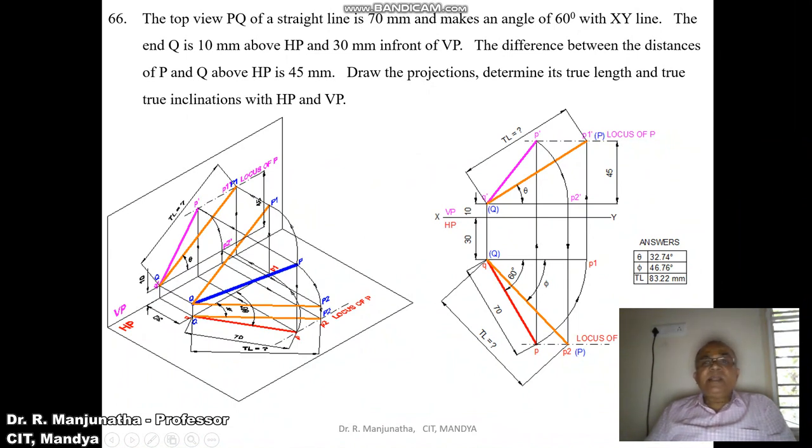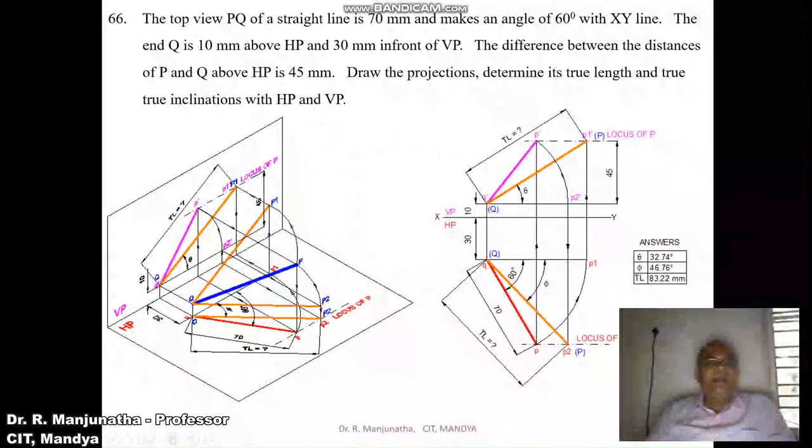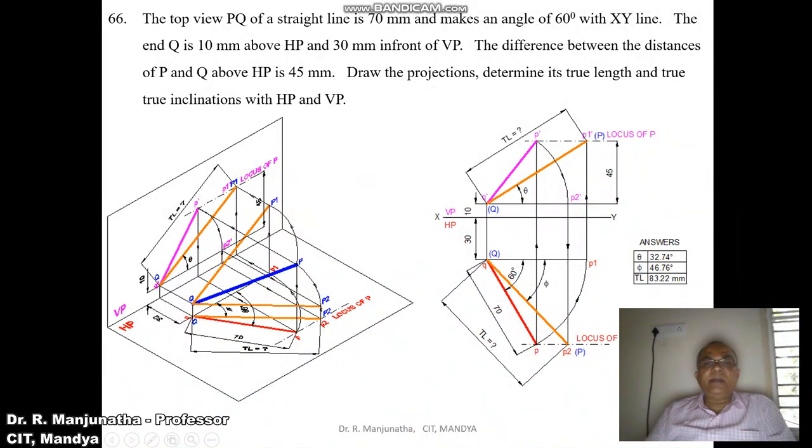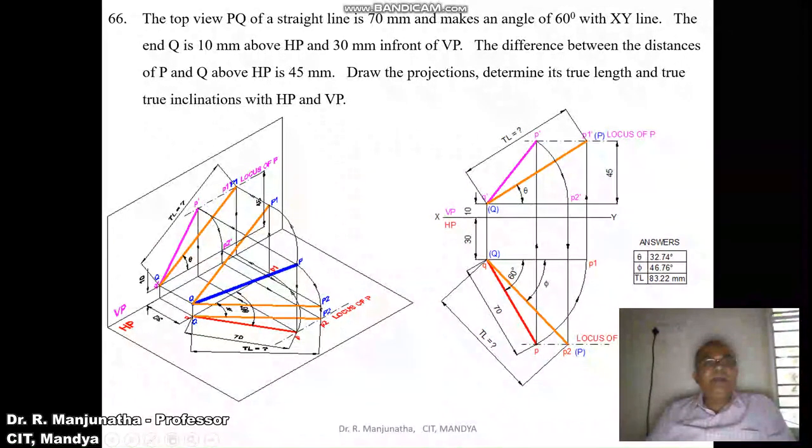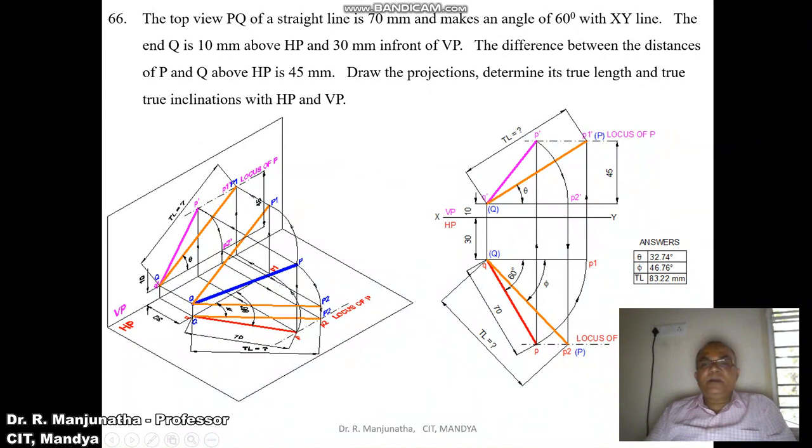Then the difference between the distances of capital P and capital Q above HP is 45 mm. So we have the capital Q here. You mark this point as capital Q. The difference of distances of capital P is 45 mm above HP. So from here it is 10 mm, and from here again you measure 45 mm. So 10 plus 45, at this distance it is going to be 55 mm from the XY line.